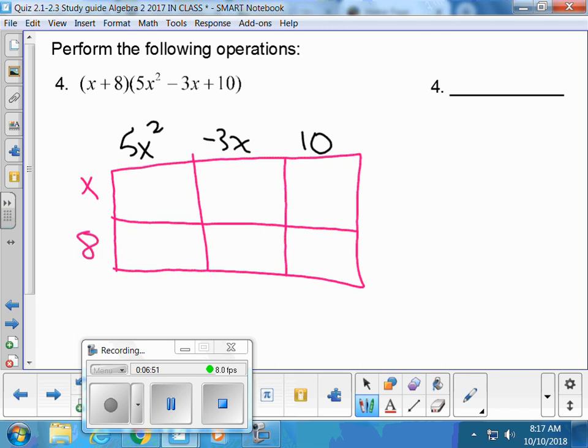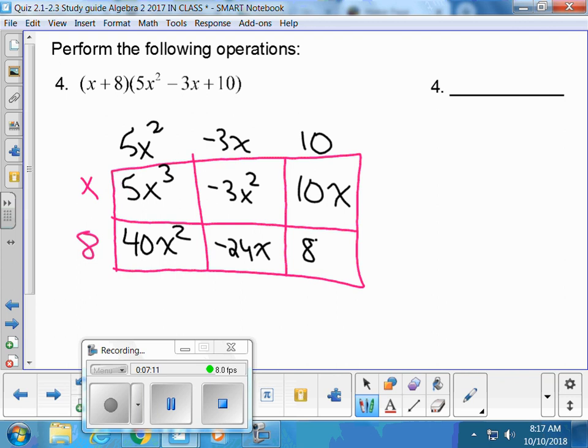Alright, let's fill out your boxes. This box will be 5x to the third, because an x times an x squared is x to the third. This box will be a negative 3x squared. This box in the upper right will be a 10x. Down here it would be a 40x squared. Right here it would be a negative 24x. And right here it would be an 80.